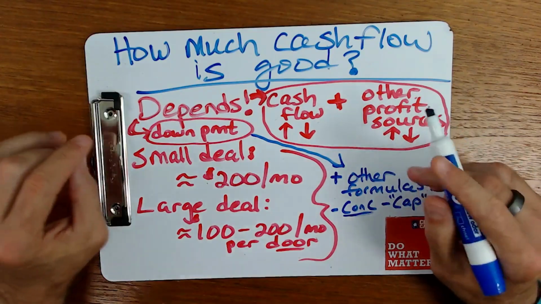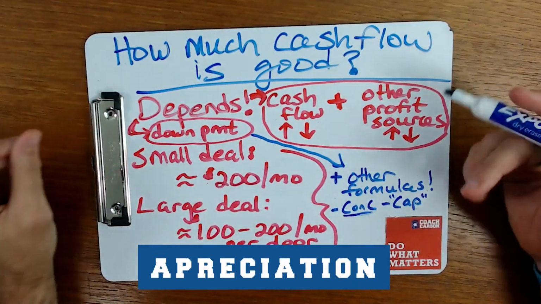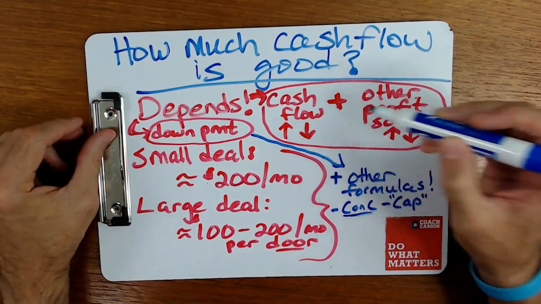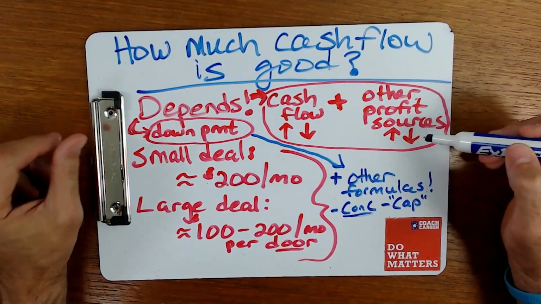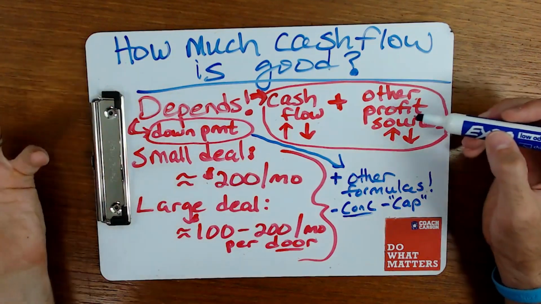The other part is you have to look at a whole analysis of a property. Cash flow is very important, but there's a total return that you're often looking at. So cash flow is one component of it, but then there's other profit sources that I talked about earlier, like appreciation, principal pay down. And so you have to balance those out. There's some deals that make a lot of appreciation, a lot of principal pay down, but very little cash flow. There's other deals that make a lot of cash flow and very little of the others. And so what you're looking for is a total return. And so that's why it depends.